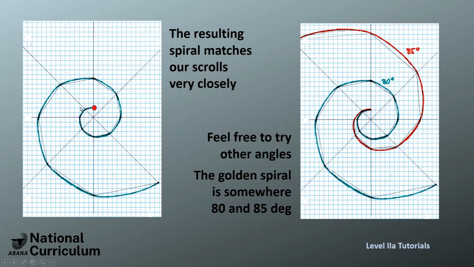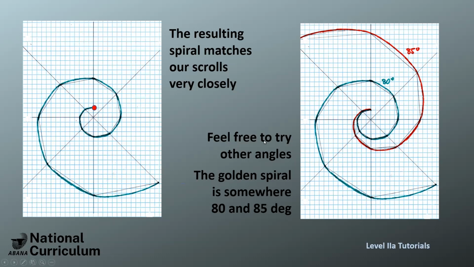So I get this spiral, and of course I didn't just hit 80 degrees by accident. I tried a couple different angles, and it happens that this 80-degree spiral matches pretty much exactly what we have on the level 2 grill. The inner part matches perfectly, and on the outside, our level 2 is a little tighter than the spiral.